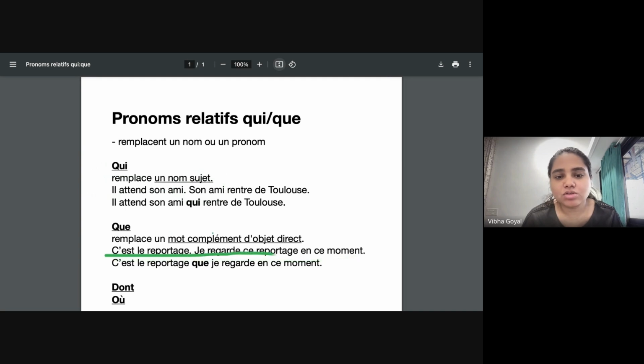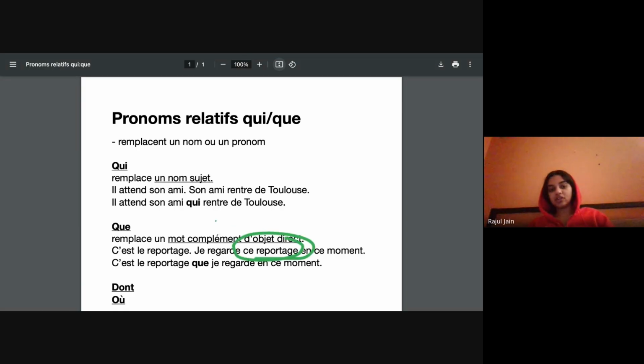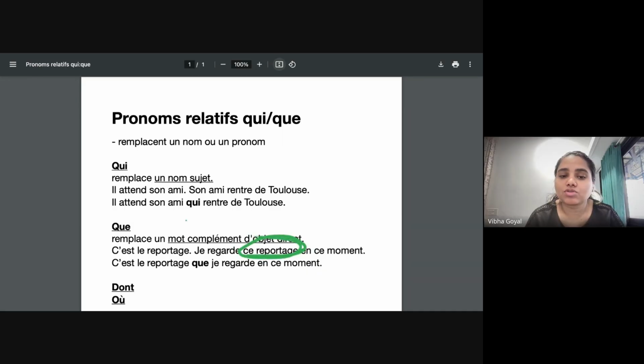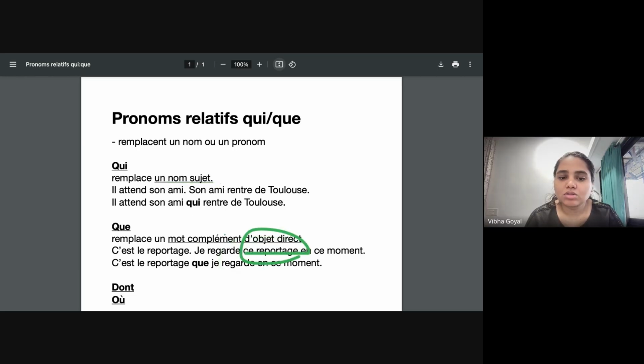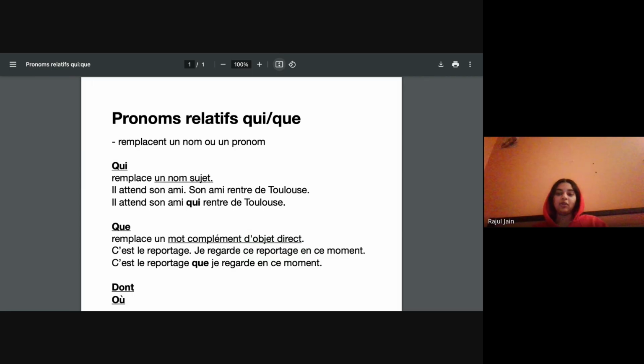Now look at this one. C'est le reportage. Je regarde ce reportage en ce moment. Okay, so we have "le reportage" which is being repeated. Here, the direct object is "ce reportage". So here it is the subject, and here it's the direct object in the second sentence. You have to see where it is falling in the second sentence, but there is no very concrete logic to this.